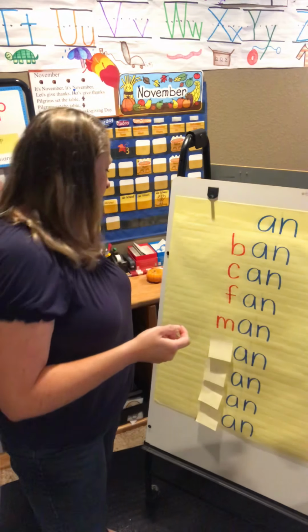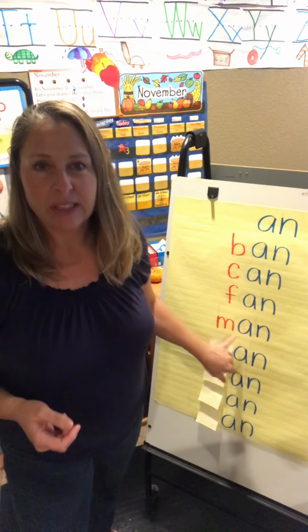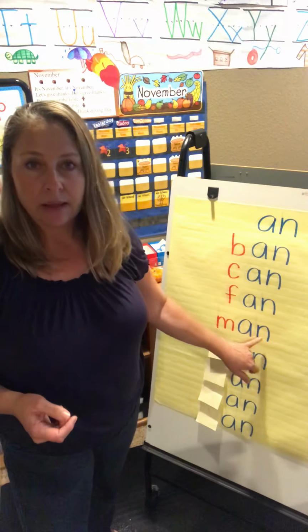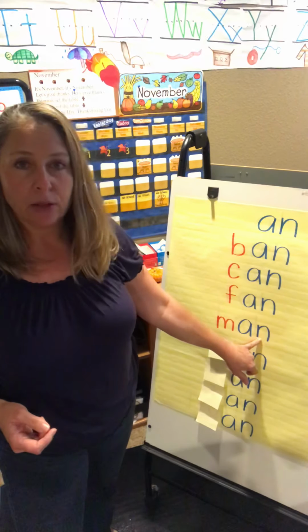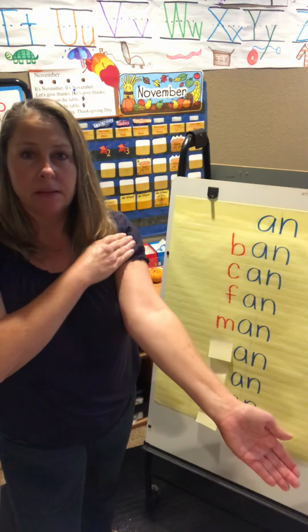What happens if I put an M in front of an? What word do I make then? What does M say? M says m, A says a, and N says n. Here we go. M, a, n, man. This word says man.